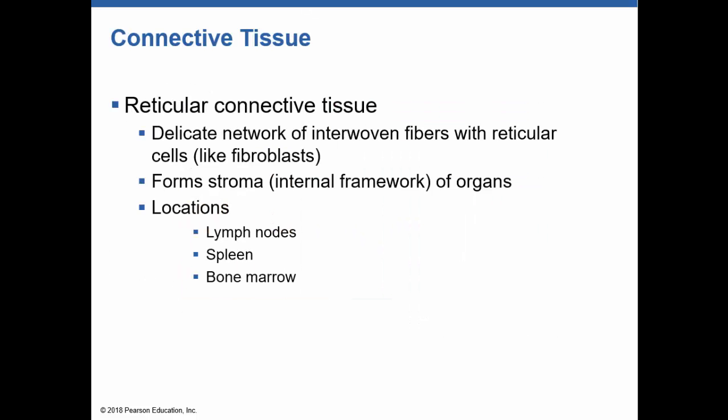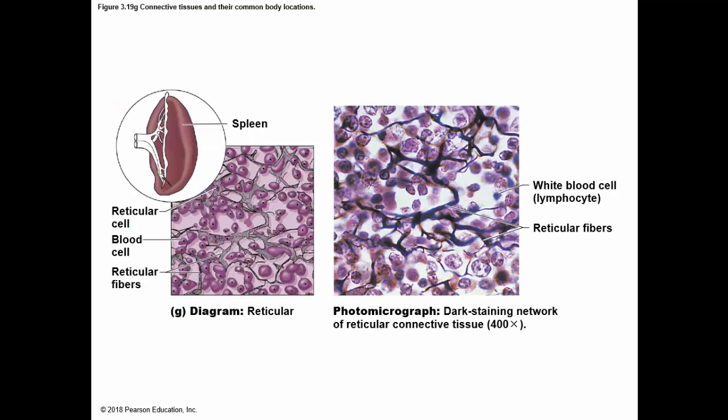Reticular connective tissue is a very delicate network of interwoven fibers. And that's basically what reticular means, very interconnected crossing fibers, very interwoven. You're going to find these as part of the internal framework of organs. That's what we call a stroma, but it's the inside part. You'll find these with lymph nodes, the spleen, and bone marrow. Okay, here you go. You've got these interconnecting fibers working throughout with different cells around them.